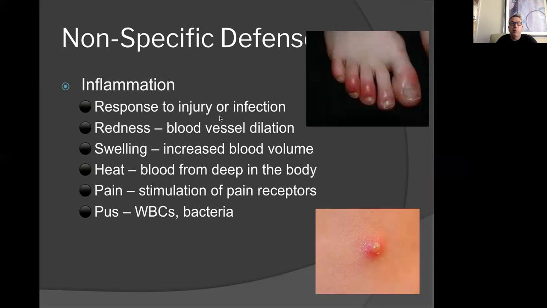Inflammation is a response to injury or infection. Blood vessels dilate, which increases the blood volume and again increases the number of white blood cells that go to a particular area. And I should include those notes about the white blood cells and their bacteria.